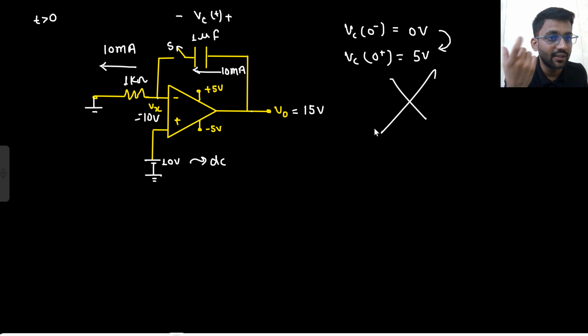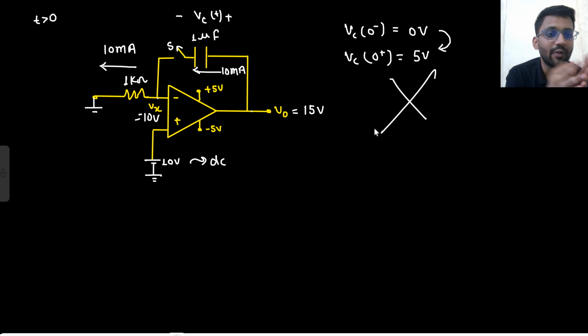You thought that you can apply the concept of virtual short even if the output is saturated. But if you apply the concept of virtual short, the capacitor is changing its voltage instantaneously, even though there is a finite current flowing through it. If there is a finite current flowing through it, the capacitor voltage will charge linearly only. So it is absolutely wrong to apply the concept of virtual short here.